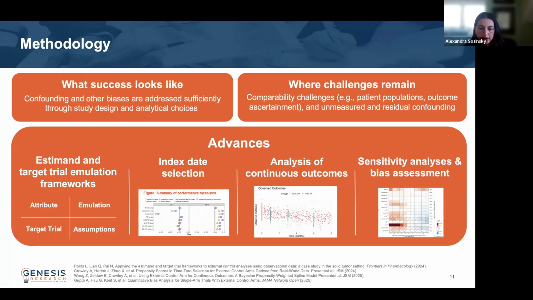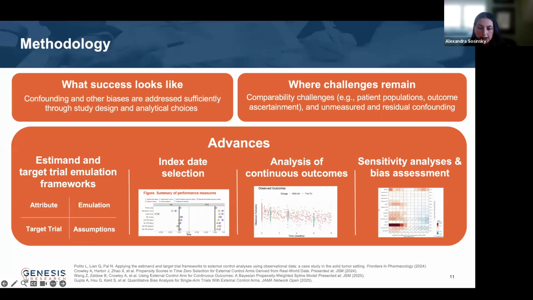And finally, on the topic of methodology, I would like to highlight the importance of sensitivity analyses and quantitative bias assessment tools as a critical practice in ECAs. As an example, in collaboration with the Causal Lab at Harvard, Dr. Gupta and team recently published a QBA for multiple advanced non-small cell lung cancer trials in which they evaluated the impact of missing data, such as with ECOG performance status. These methods allow us to evaluate the robustness of our findings and quantify the potential impact of residual confounding and other biases, leading to more transparent and rigorous evidence.